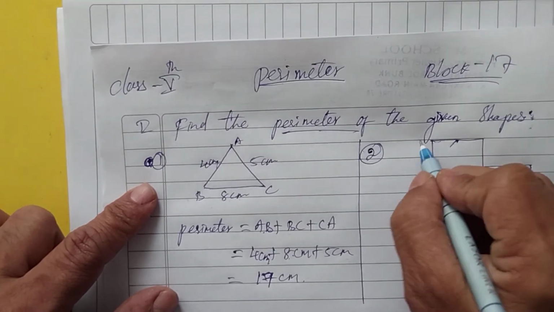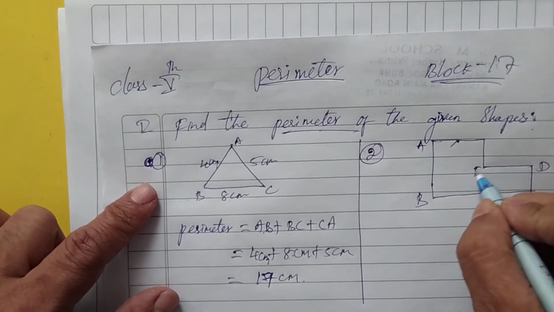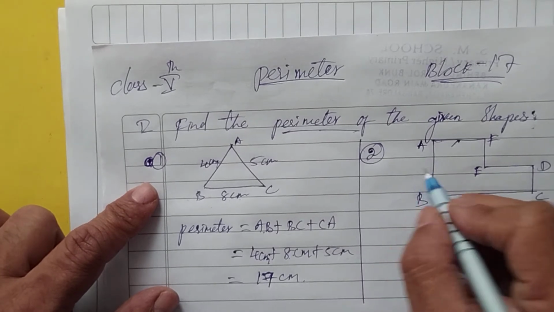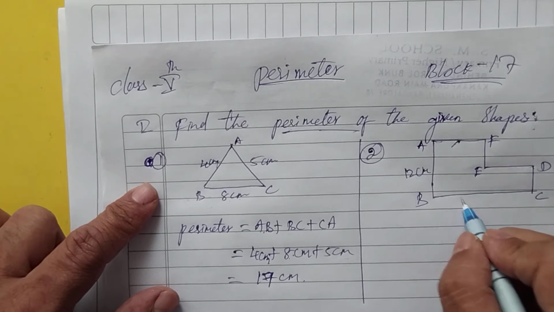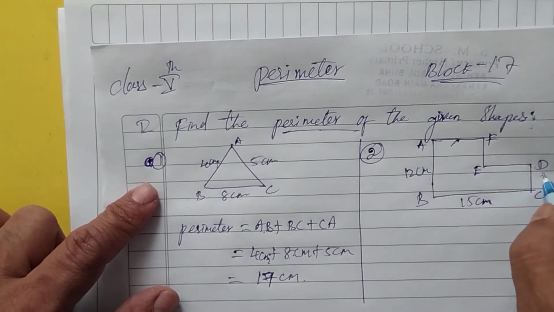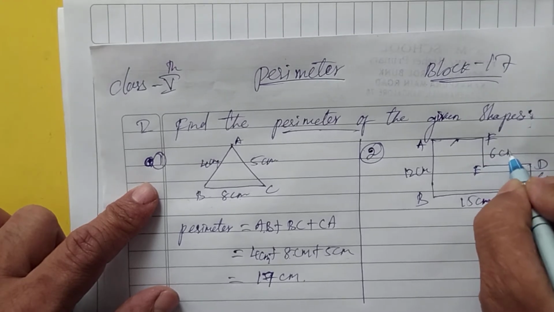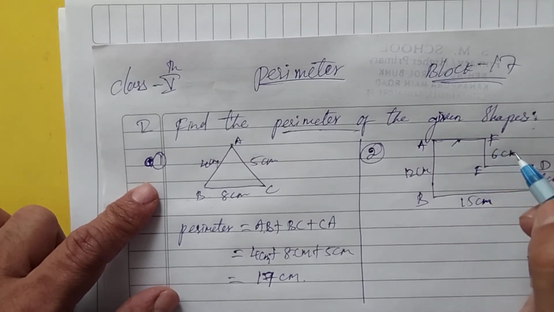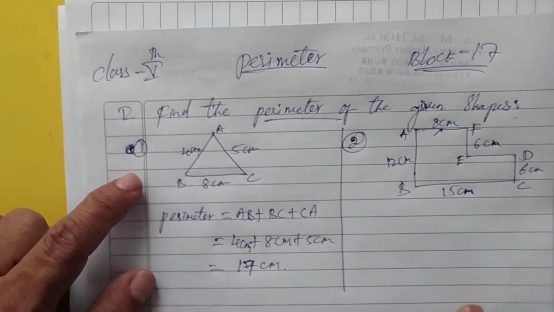A, B, C, D, E, F. Now the sides are also given: 12 centimeter, 15 centimeter, 6 centimeter and 6 centimeter here, and 8 centimeter here. I am giving the one question also, you remember.